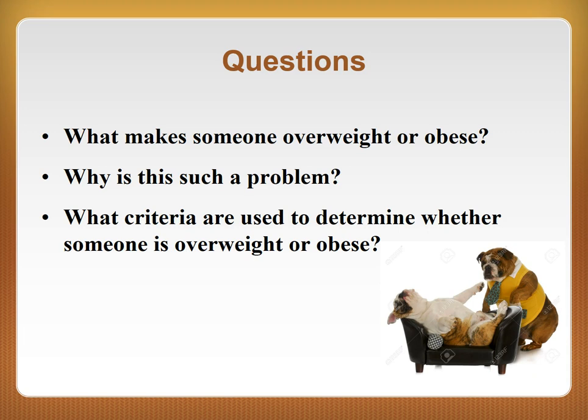When it comes to overweight and obesity, we may want to think of the following open questions: What makes someone overweight or obese? Why is this such a problem? What criteria are used to determine whether someone is overweight or obese? What evidence exists that suggests physical activity can help with weight maintenance, weight loss, and the prevention of weight regain? How much physical activity is consistent with weight maintenance, weight loss, and the prevention of weight regain?